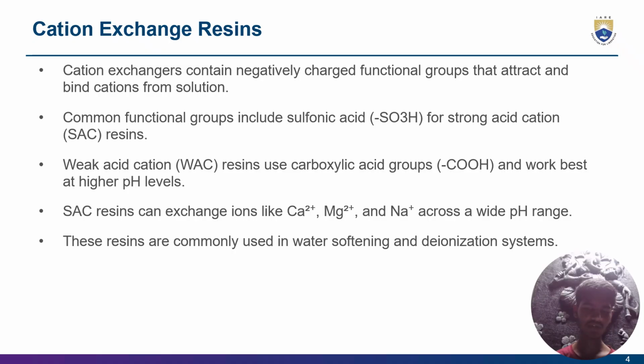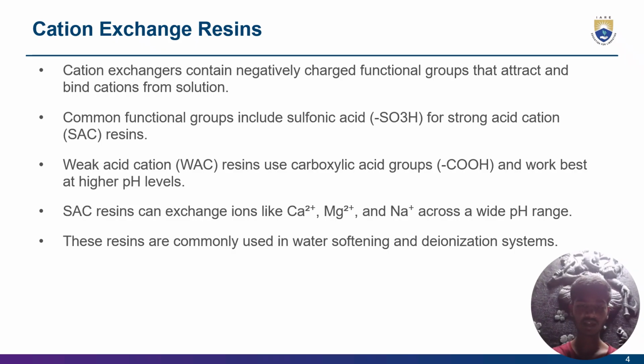Cation exchangers. First one, cation exchange resins. Cation exchangers contain negatively charged functional groups that attract cations from solution. As said in the previous slide, cation exchangers contain negatively charged functional groups, so they are called cation exchange resins. Common functional groups include sulfonic acid, SO3H, in strong acid cation, SAC, resins. Weak acid cation, WAC, resins contain carboxylic acid groups.